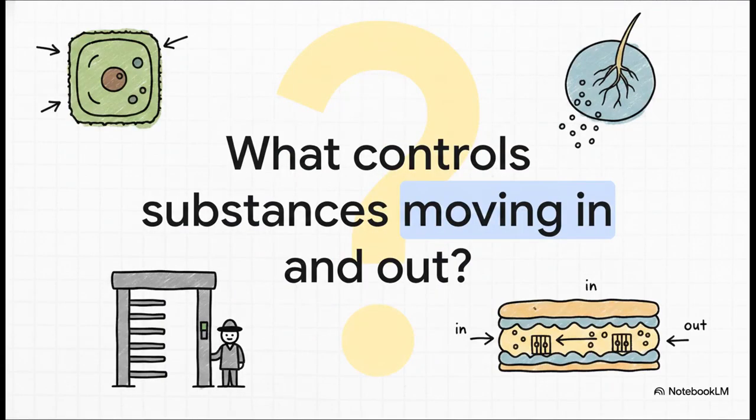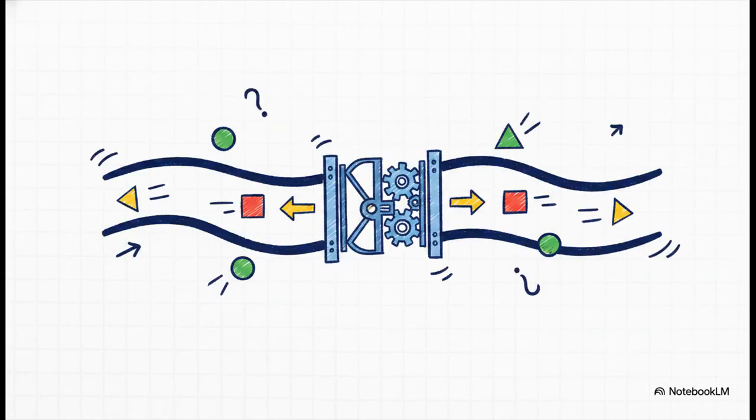Question number 2. What part of the cell controls substances moving in and out? Is it A, cell wall, B, nucleus, C, root hair, or D, cell membrane? Think about the security guard of a factory floor we talked about. The correct answer is D, cell membrane. Remember, while the cell wall gives strength to a plant cell, it's the flexible cell membrane inside it, which remember is present in both plant and animal cells, that actually acts as the gateway, actively controlling what enters and exits.